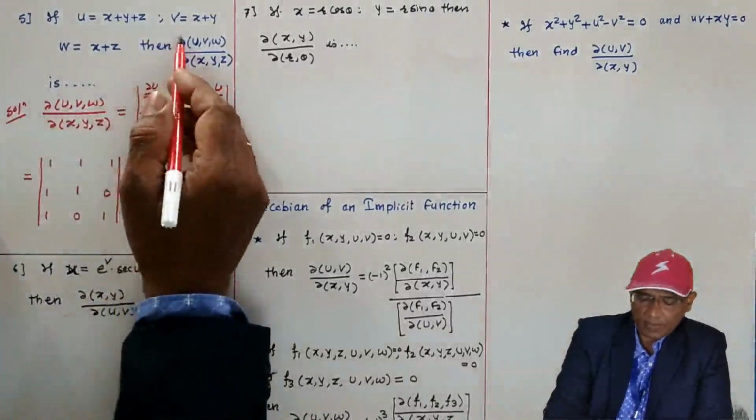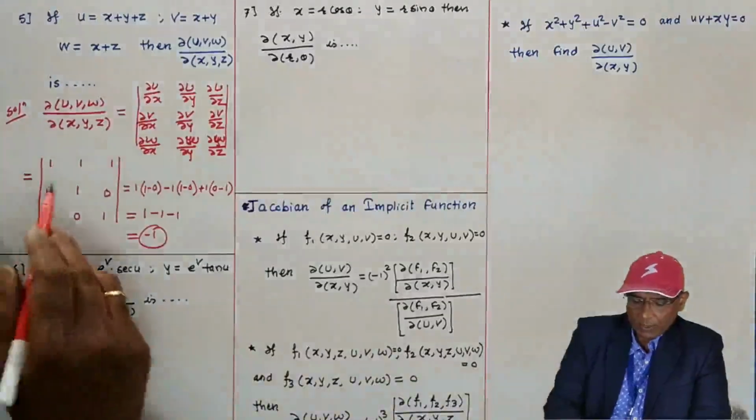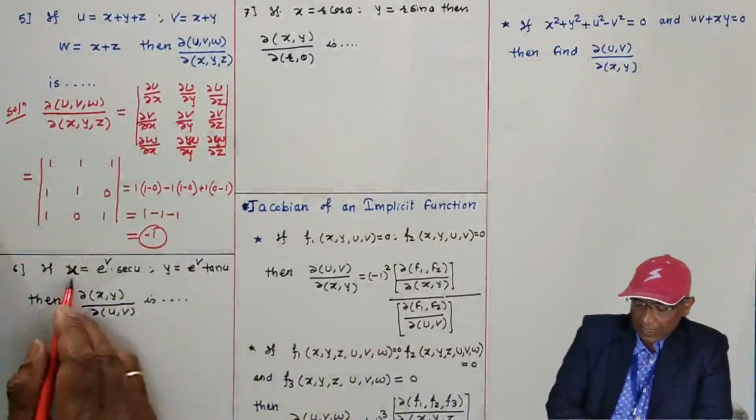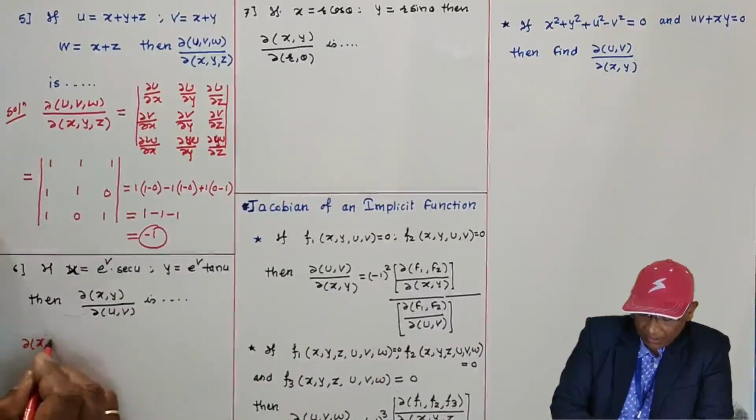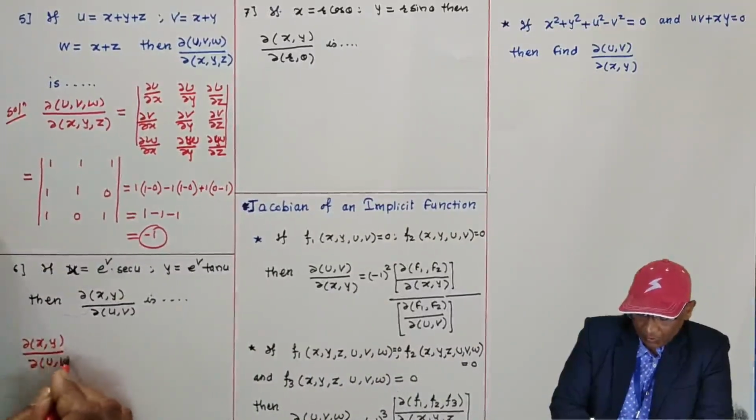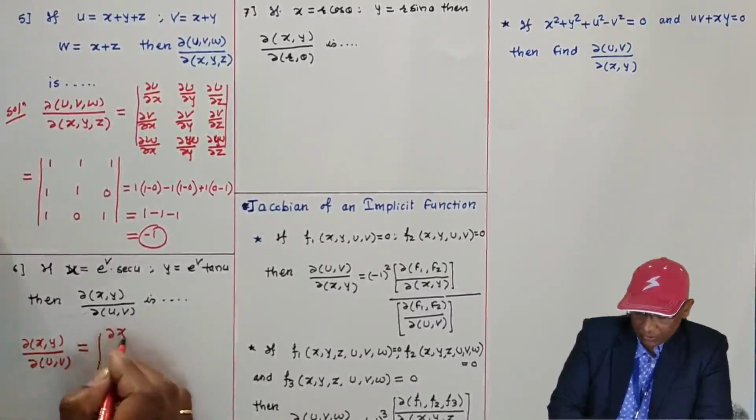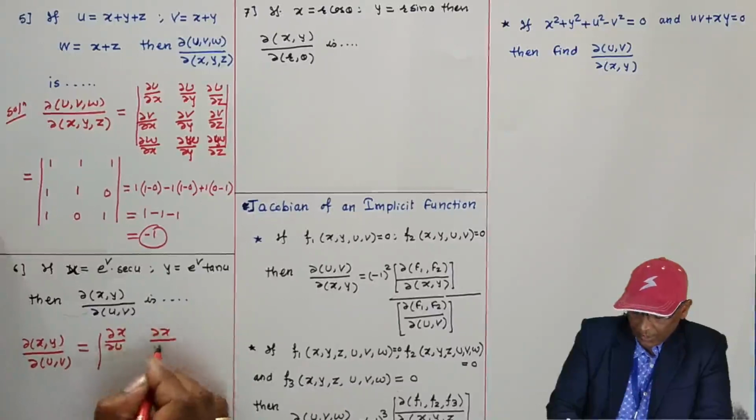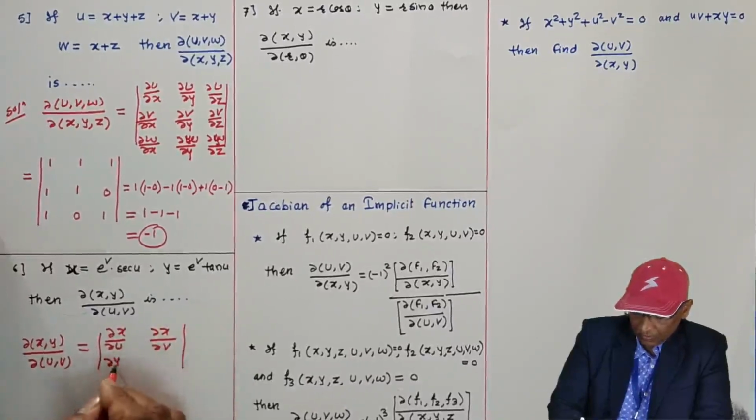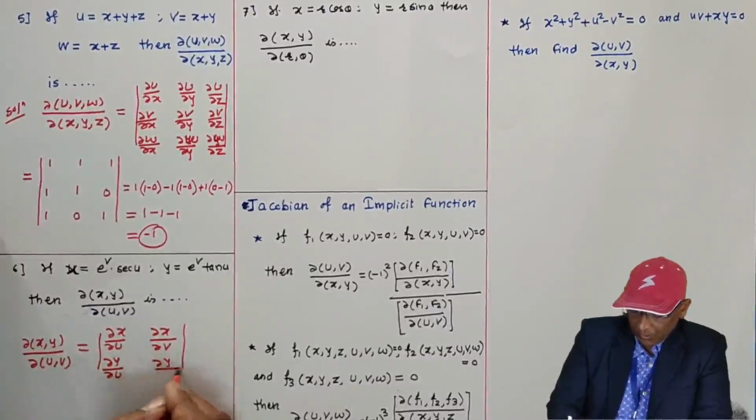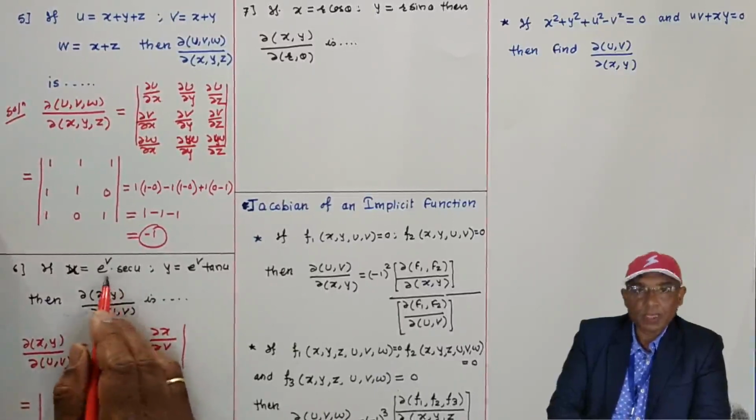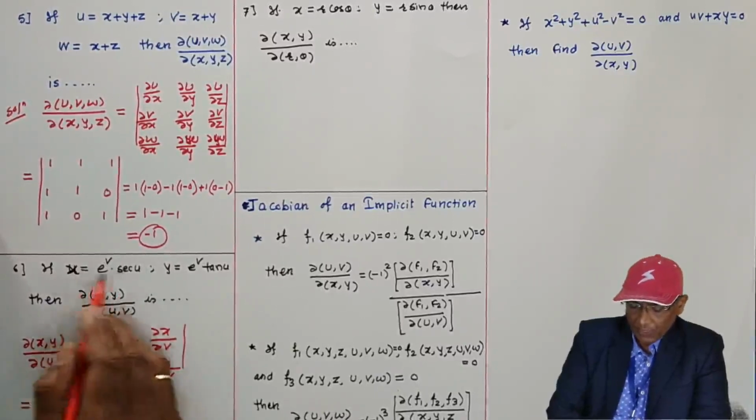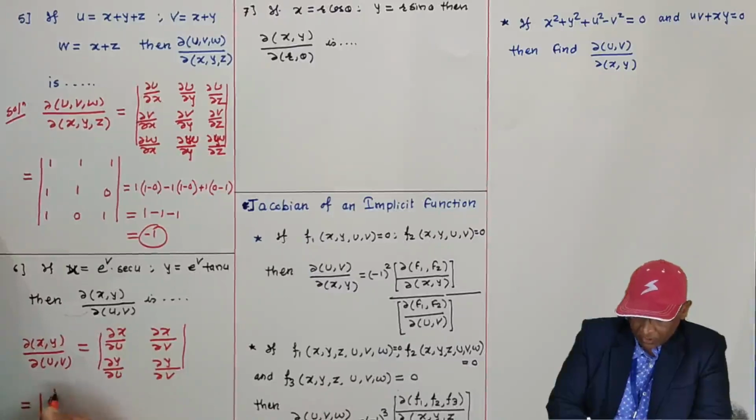Okay, a very simple function is given, and the determinant we have calculated. We got x is this, y is this, then del xy by del uv I want. By definition, first row for x, second row for y, putting the value of the derivative: del x by del u is the derivative of x with respect to u, keeping v constant. Derivative of sec u is what? Sec u into tan u.